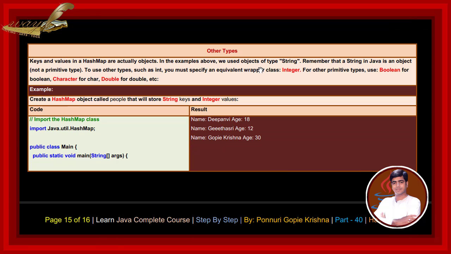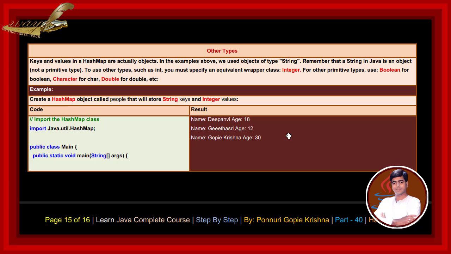Other types. Keys and values in a HashMap are actually objects. In the example above, we used objects of the type String. Remember that String in Java is an object, not a primitive type. To use other types such as int, you must specify an equivalent wrapper class: Integer. For other primitive types, use Boolean for boolean, Character for char, Double for double, etc.